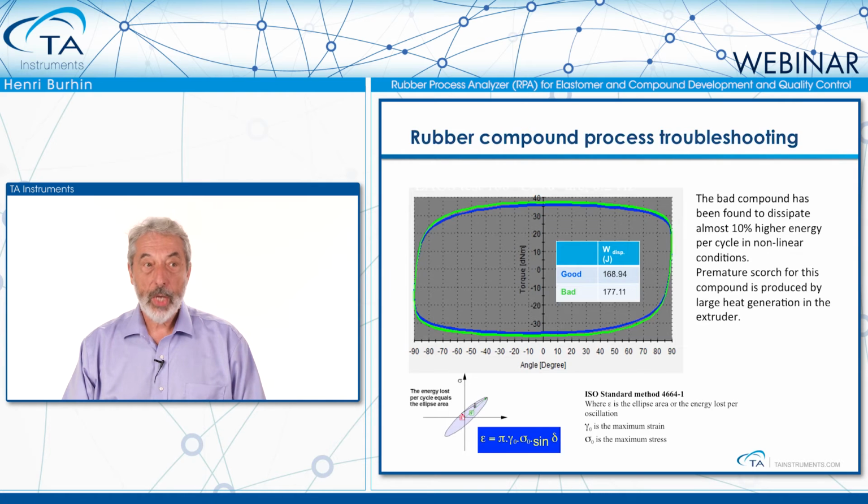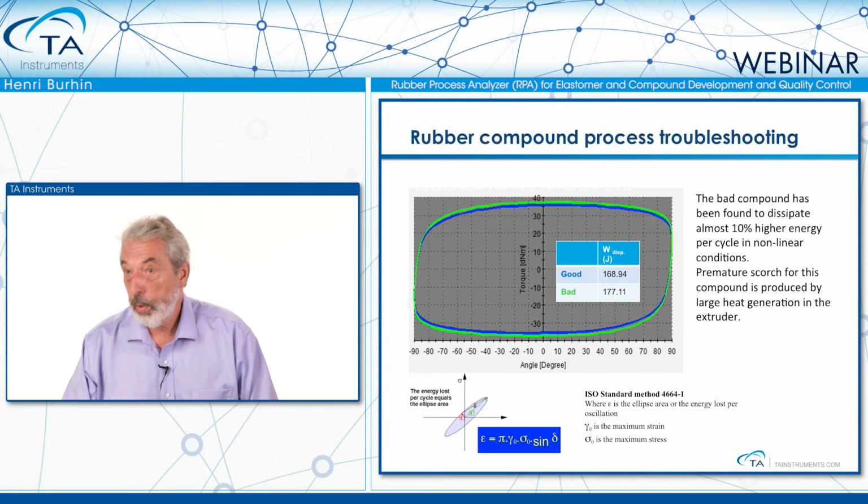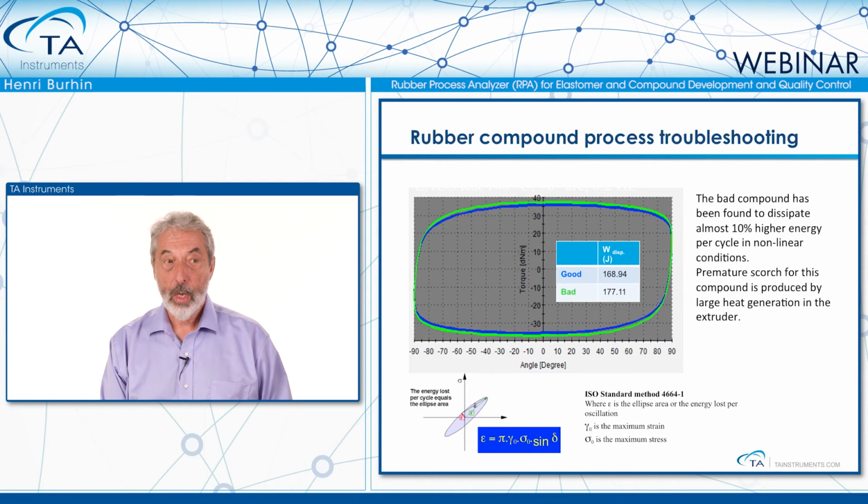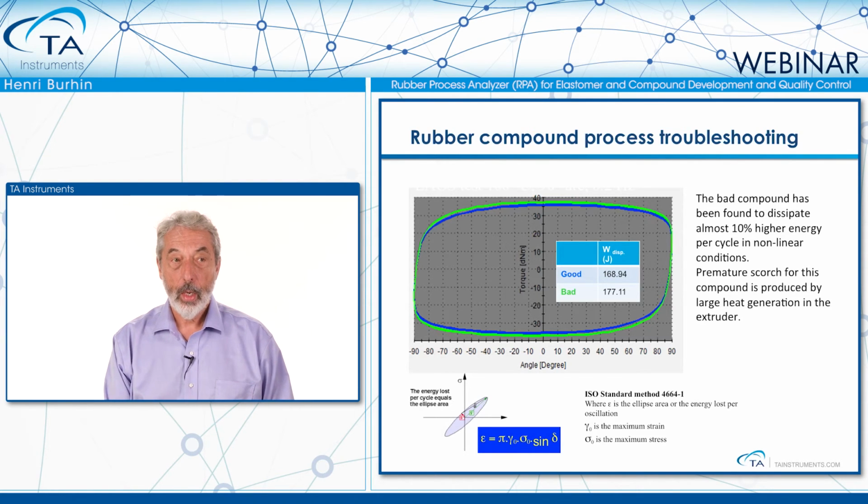The energy lost per cycle is actually equal to the surface of the ellipse, or surface of the distorted ellipse, and we can see that the bad compound is giving 8% more energy loss per cycle. So it's going to heat much more in the extruder due to the work, and it's going to scorch by shear. So only that kind of test was able to pick up the wrong compound.